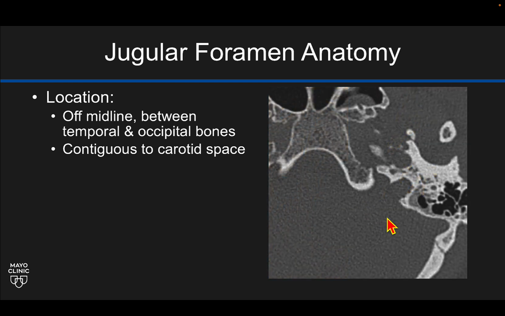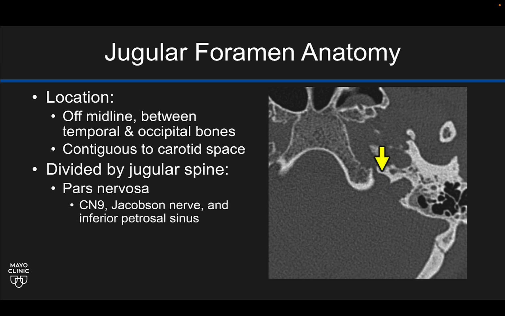So this is what our jugular foramen looks like on a non-contrast CT. This is our jugular foramen right here. And sitting in the middle of it, originating off the anterior wall, we have our jugular spine. And the jugular spine is this very sharp, tack-like structure, and that separates the jugular foramen into two distinct compartments. We have our pars nervosa, which sits along the medial portion of it, and that contains cranial nerve 9 as well as the Jacobson nerve and the inferior petrosal sinus.